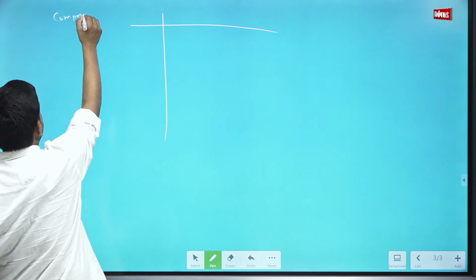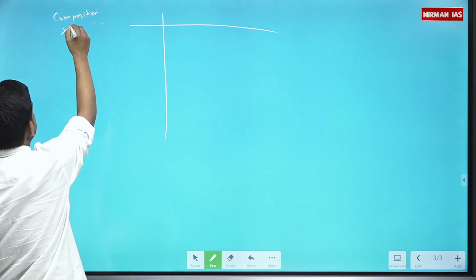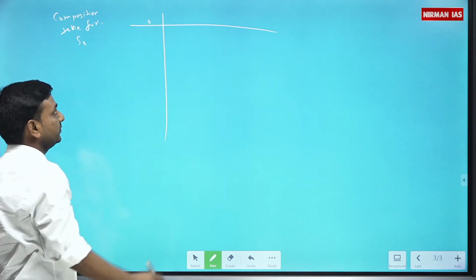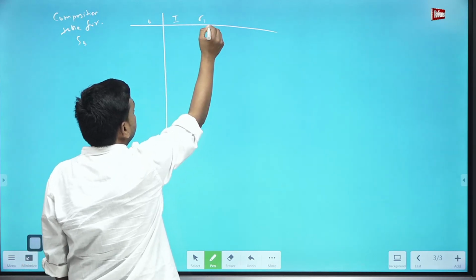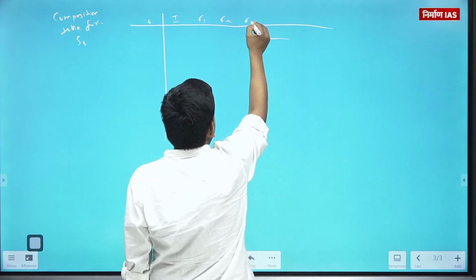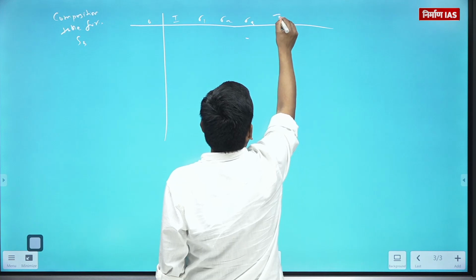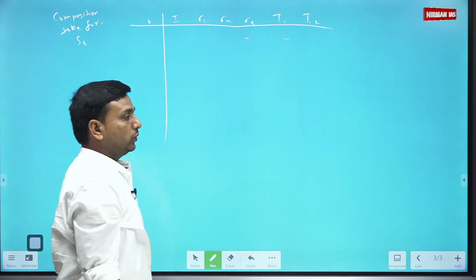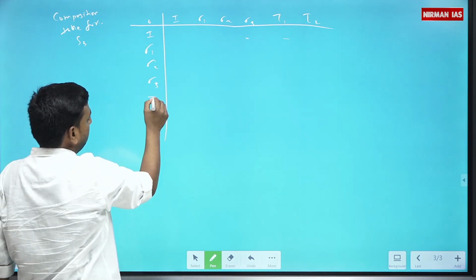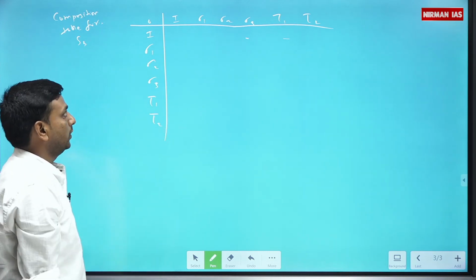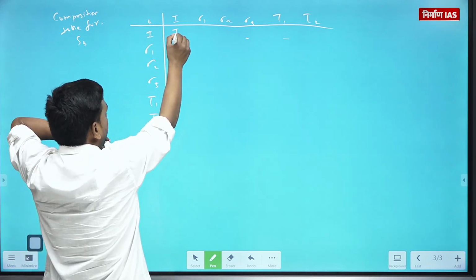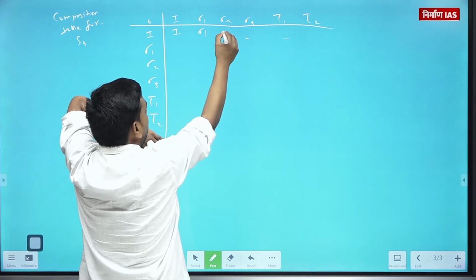Composition table for S3. How will you write? I, sigma 1, sigma 2, sigma 3, tau 1, tau 2. Here I will write sigma 1, sigma 2, sigma 3, tau 1, tau 2. So how do you compose? From left to right. If I compose with I, the identity function only, then this row you will get the same.